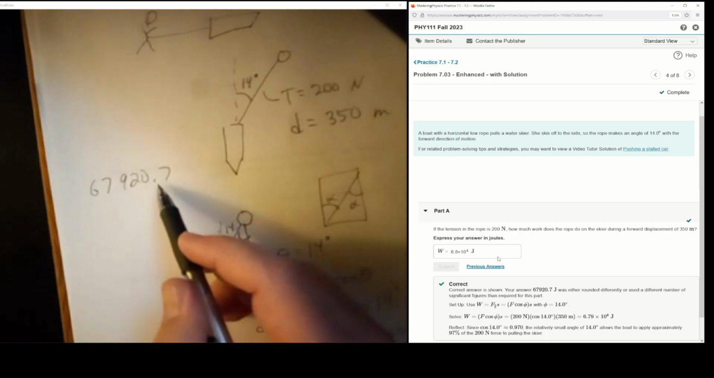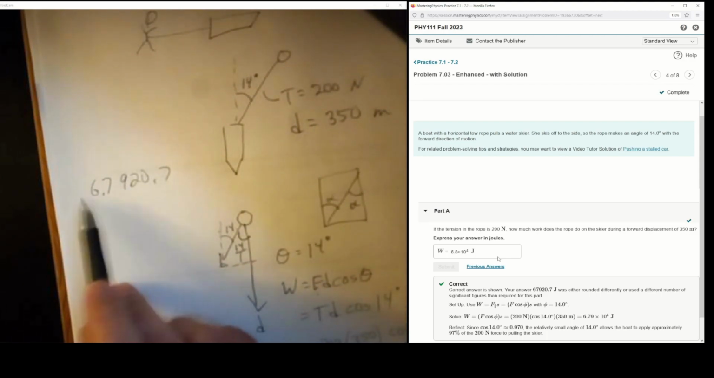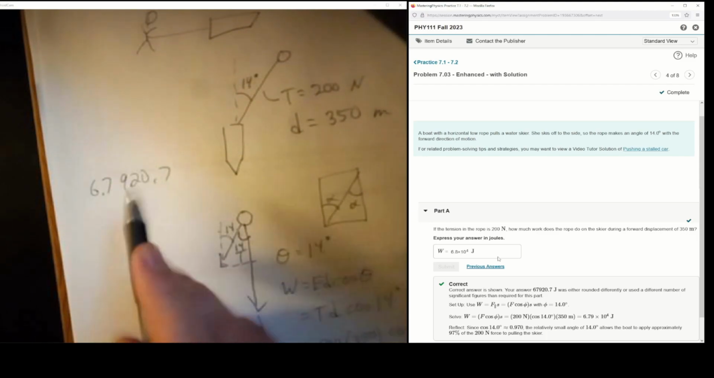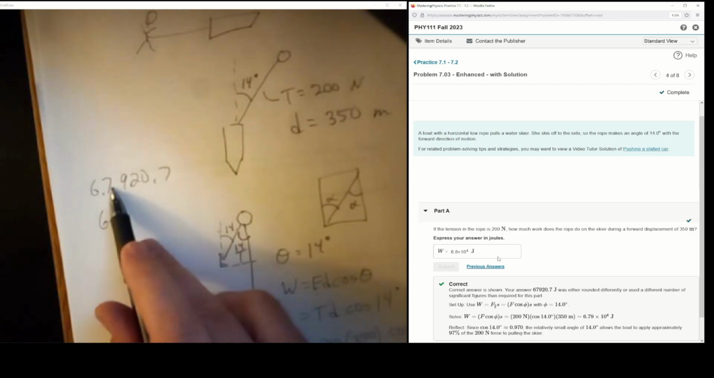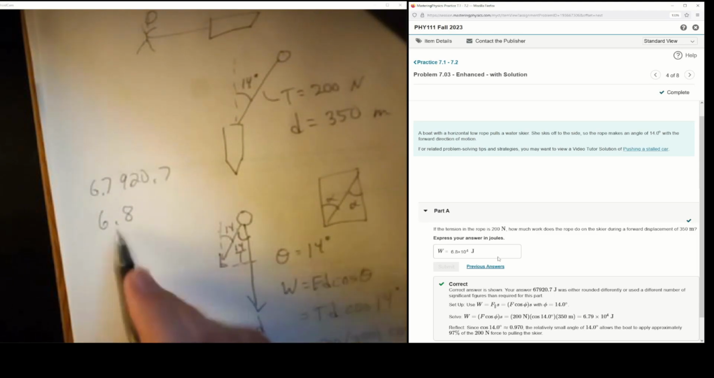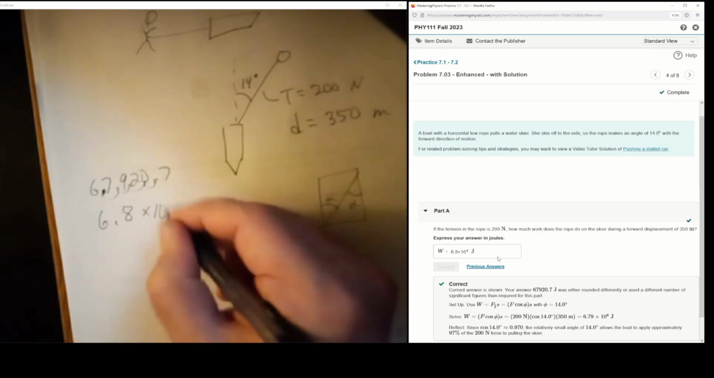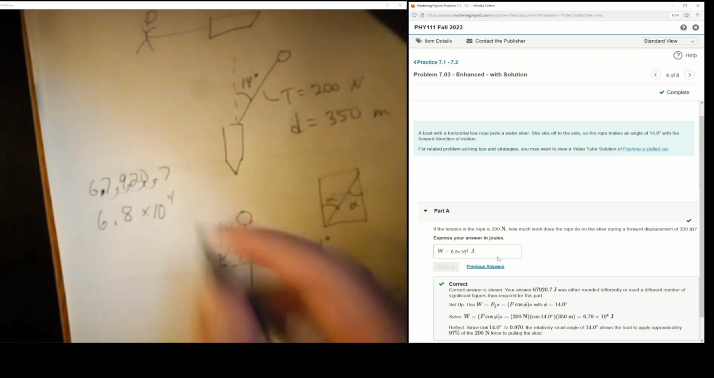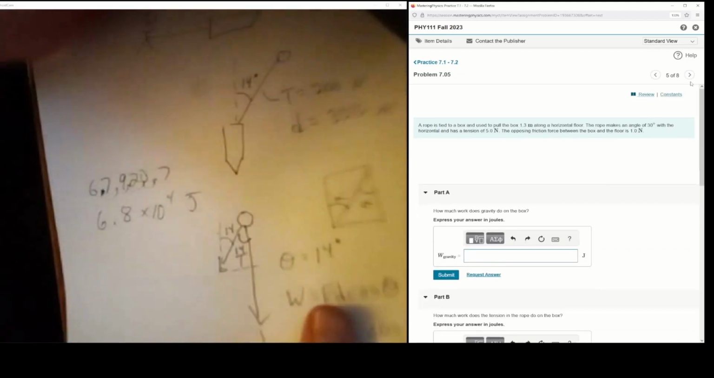For scientific notation, usually you like to have the decimal place right here. In other words, a single digit, then a decimal place, and then the rest of your number. So 6 point 7.9, so the 7 will be rounded to an 8. And to get the decimal place over here, we'd have to move it 1, 2, 3, 4 times. And so that's how they get 6.8 times 10 to the 4th joules. Check out the next one.